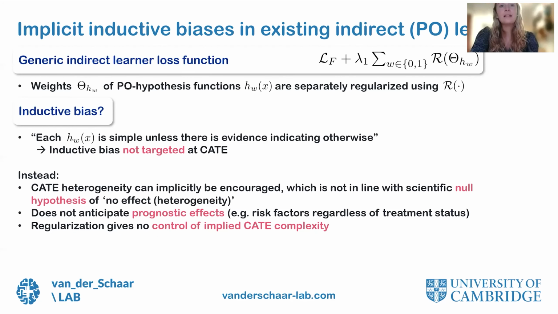And this is because the inductive bias in such indirect learners, be it T-learner or TARNet, are not really targeted at the treatment effect. They're targeted at the potential outcomes, and the treatment effect doesn't actually appear in this loss function. But this also means that CATE heterogeneity, as I showed on the previous slide, can implicitly be encouraged, which is really not in line with the scientific null hypothesis of no effect heterogeneity. And this also really doesn't anticipate any kind of shared or prognostic effects, which are risk factors that are important regardless of treatment status. And this regularization also gives you no control of the implied CATE complexity.